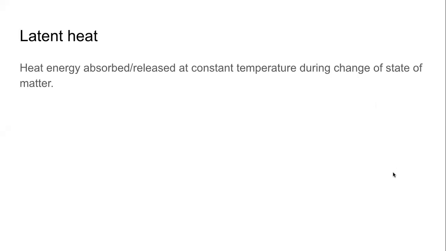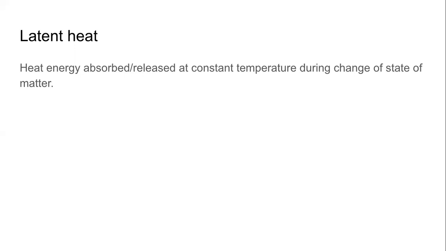So with this experiment, we saw that sometimes when we are heating, we see the effect of the heat in the change in the temperature, and sometimes we don't see that effect of heat in the change in temperature. So that leads us to the basic definition of latent heat. Latent heat is the heat energy that is absorbed or released. Please make it clear, so you understand it properly. It is not only about absorbing heat. It is also about releasing heat. Heat energy that is absorbed or released at constant temperature during change of state of matter. That is the latent heat.